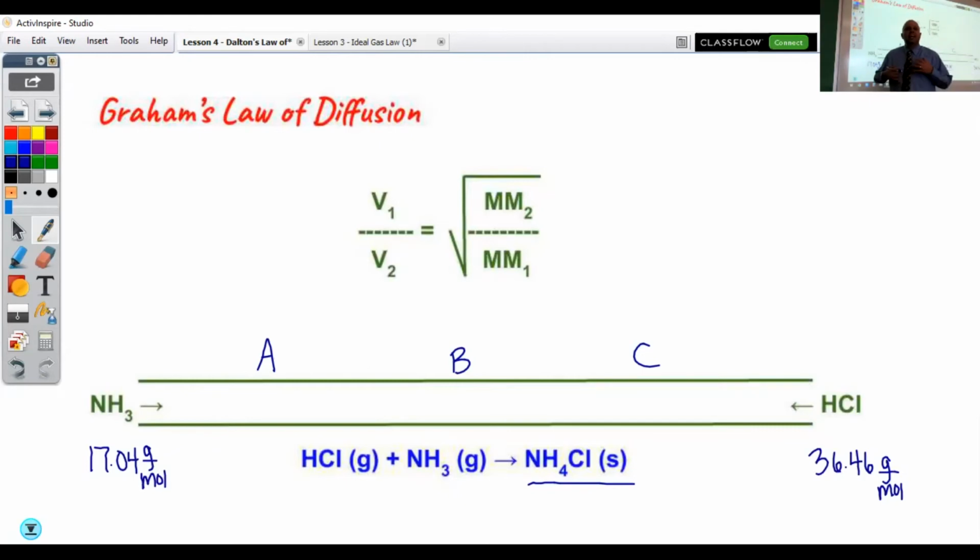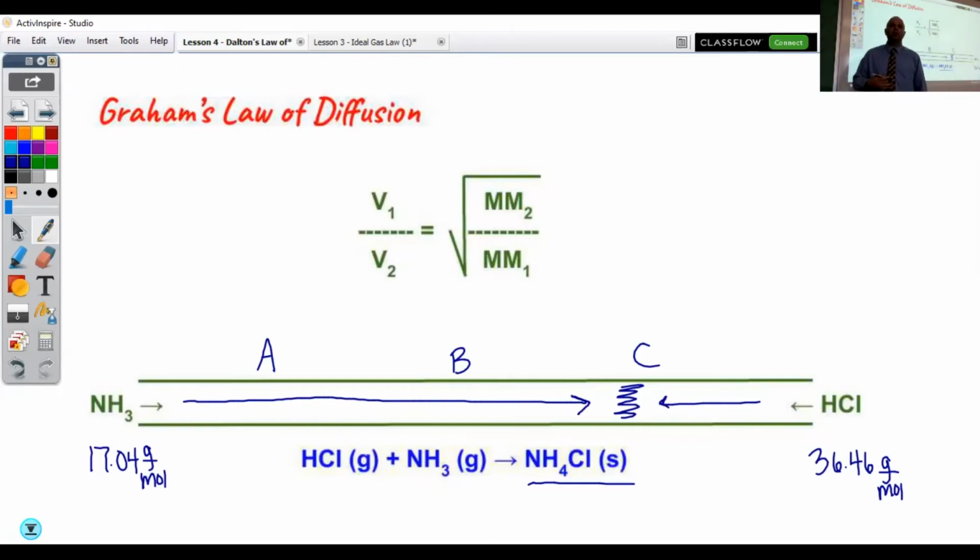Okay, so if in fact the lighter gas travels faster, then in the same amount of time, the lighter gas is going to be able to travel further than the heavier gas. So the answer to the question is, if ammonia with its lighter molar mass travels, it's going to make it further along in the tube than hydrochloric acid with its heavier molar mass. So that means the white cloud will form closest to position C.